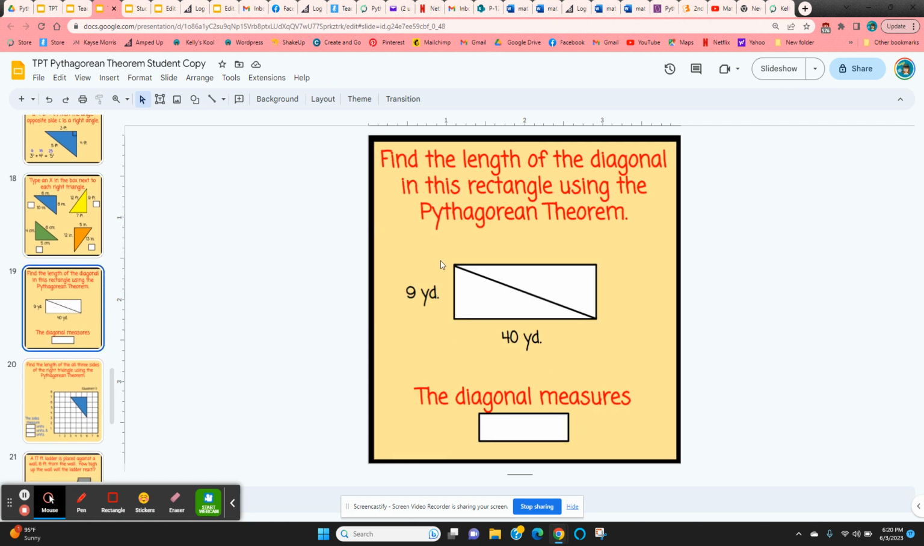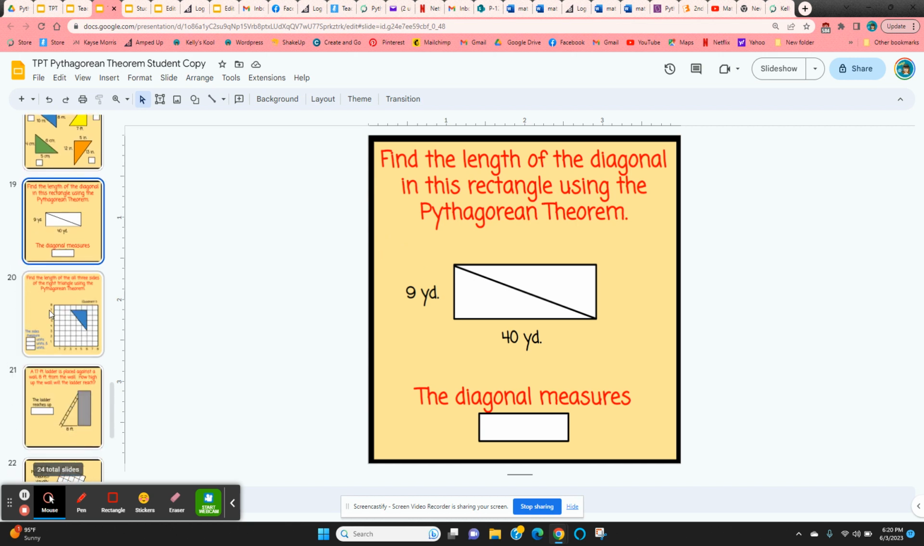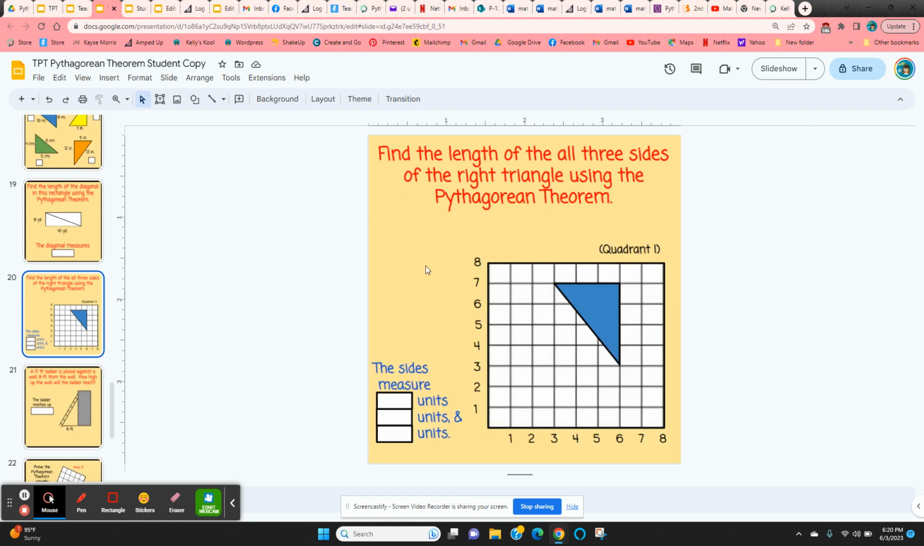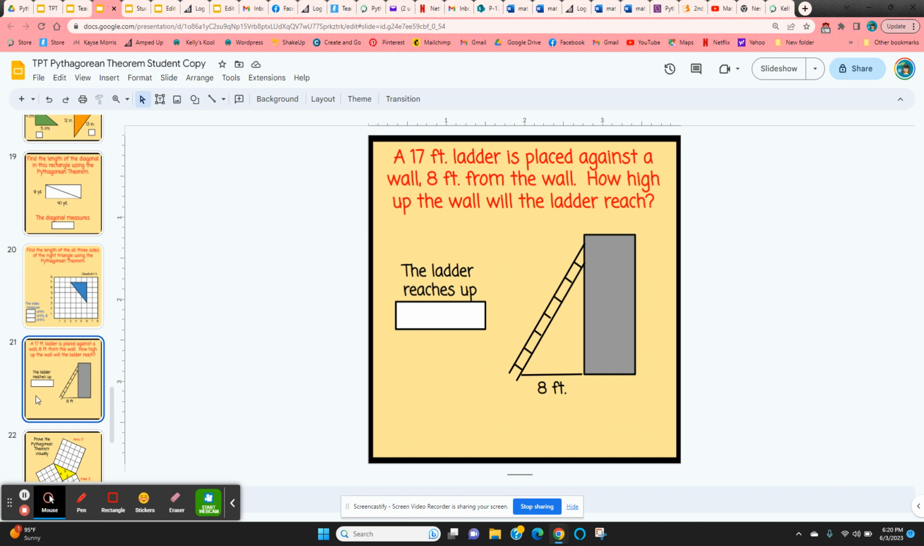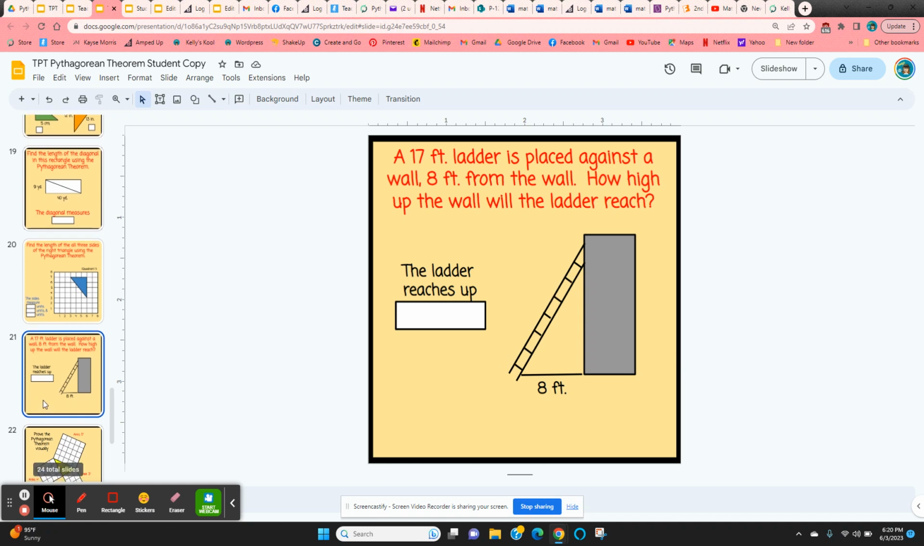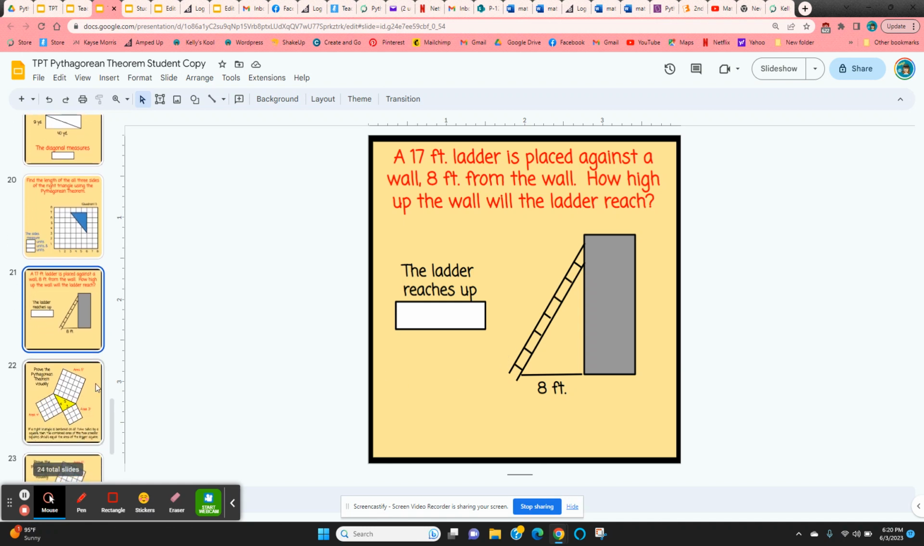Here they're going to find the diagonal of a rectangle using the Pythagorean theorem. Here they're going to use a coordinate plane to find the missing side, the hypotenuse. Here they're going to find how far this ladder reaches up this wall, a 17-foot ladder. So they have two of the sides, they have to figure out the other side.